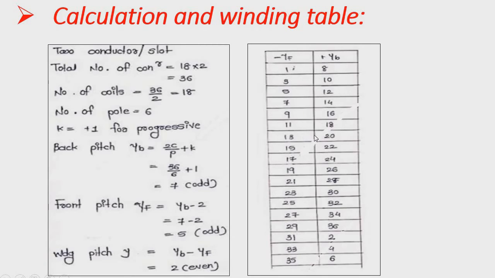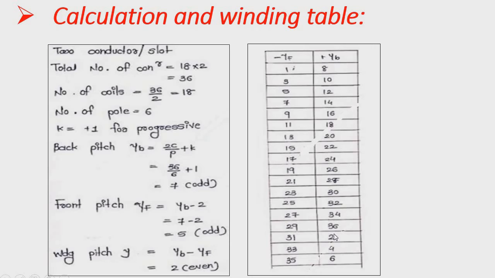So all these values are getting like this. So this is the winding table. One confusion will arise over here: when 29 plus YB, that is 29 plus 7, will be 36, and our total conductor is 36. So then 36 minus 5 is again 31. Now 31 plus 7 will be 38.